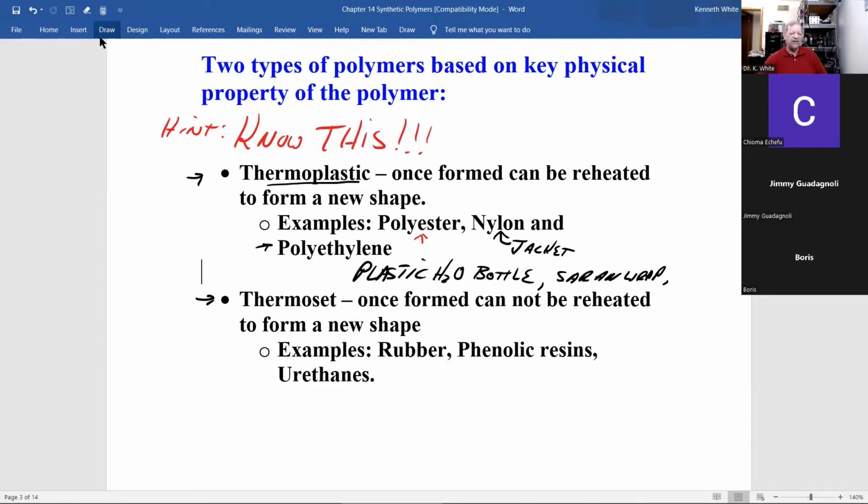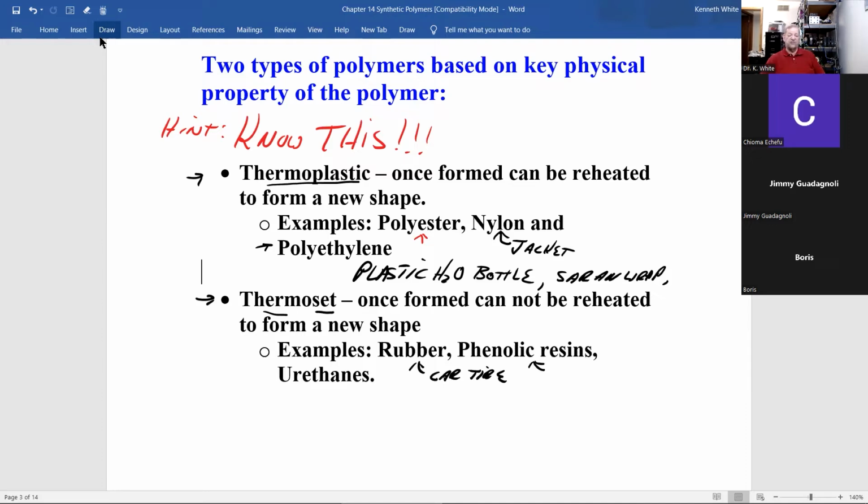Now, the other type is called thermoset. And the thermoset, once it's formed, can't be reheated to form a new shape, which means it can't be recycled. I don't have it here, but an example would be a rubber car tire, or phenolic resins. The buttons on your shirts, unless they're metal, are made with a compound called phenolic resins. My last patent dealt with phenolic resins.